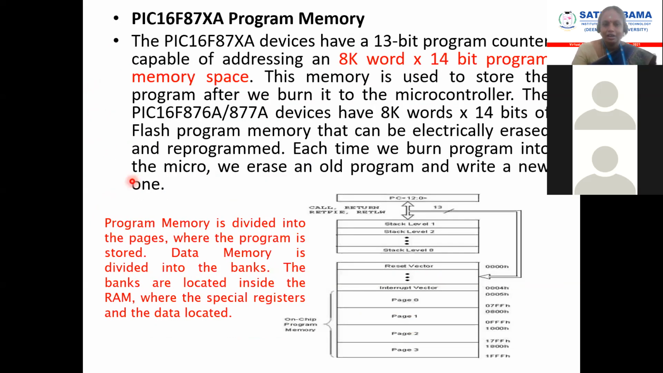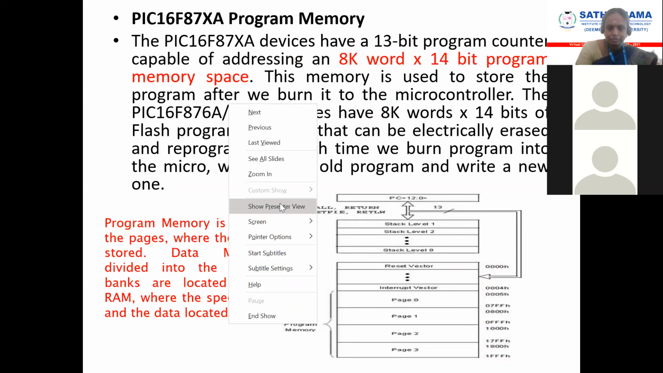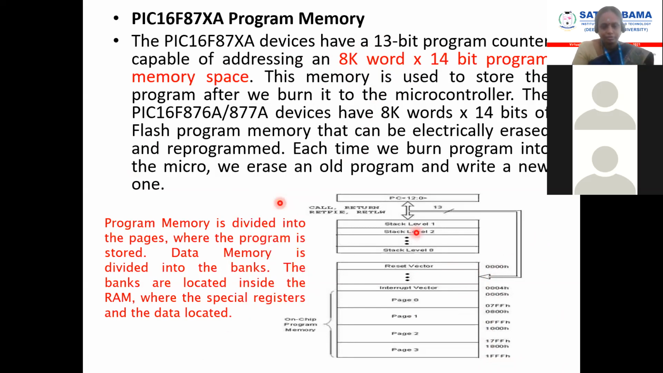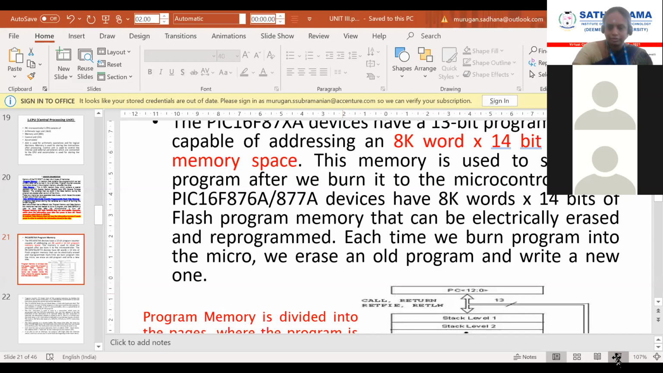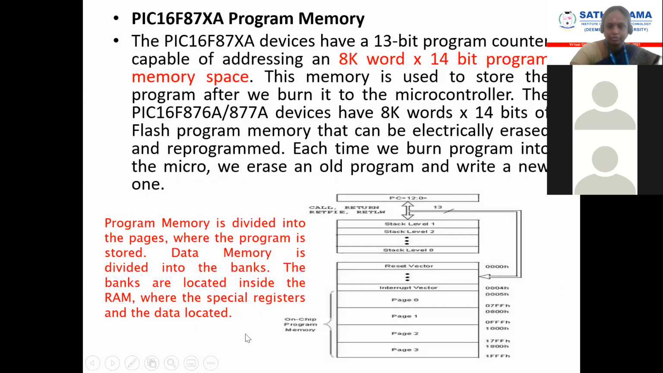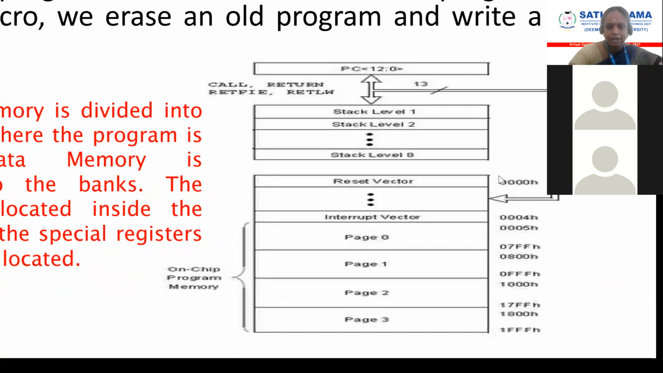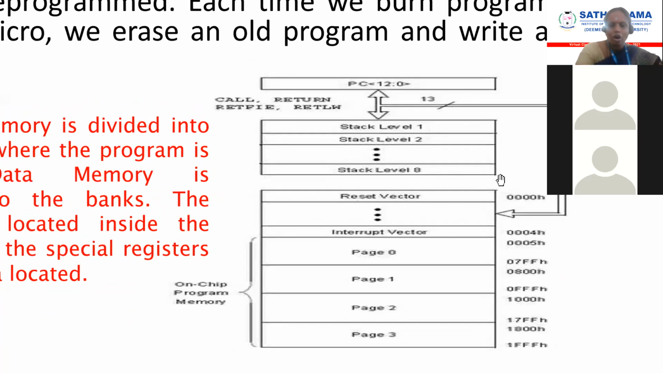I think you can view what my program memory capacity is. It is 8K words in the onboard chip. Okay, just see this figure. My program memory starts from 0000 to 1FFF. Can you see this? This is on chip memory.